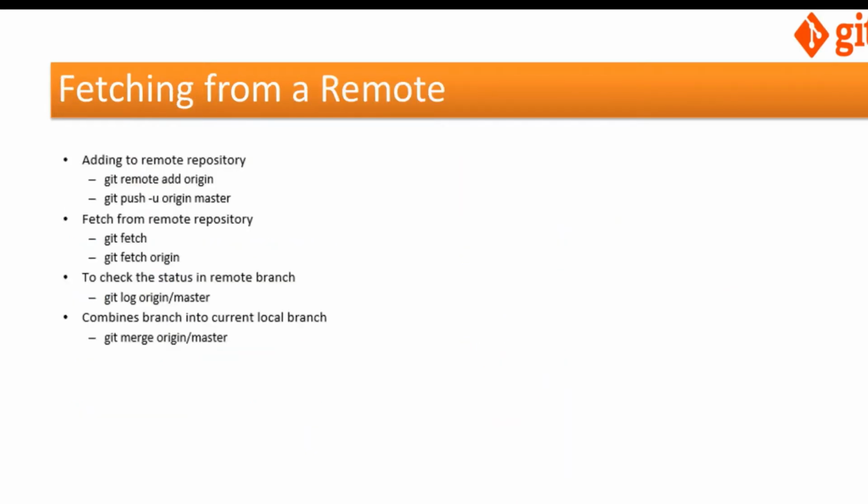Fetching from remote: git remote add origin, then git push hyphen u origin master. Fetching from a remote repository: git fetch, and git fetch origin. To check the status of remote branches, use git log origin master. To combine branches into the current local branch, git merge origin master, and that will merge it.